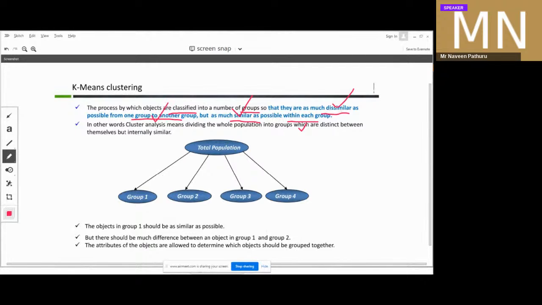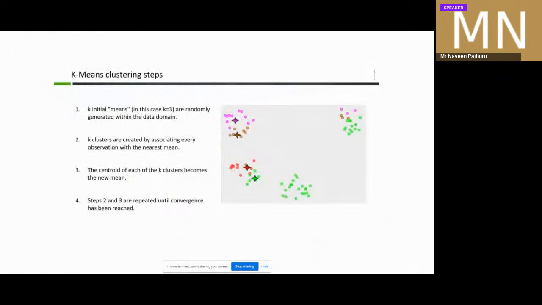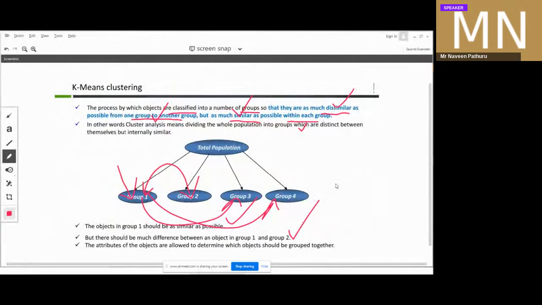One more time. Imagine cats: within the cats, they're very similar to each other. Between cats and dogs, they're very dissimilar. Between cats and horses, they're dissimilar. Between cats and elephants, they're very dissimilar. The same thing we are restating here. That is one of the important things about clustering, guys.